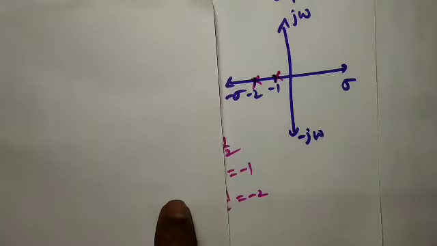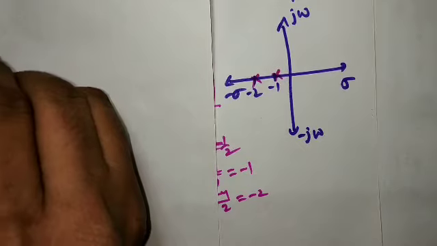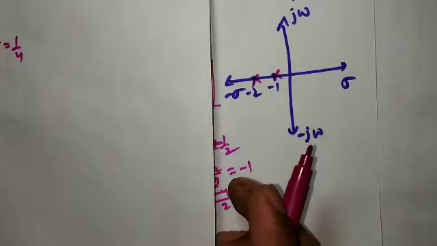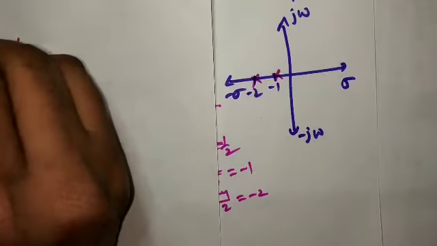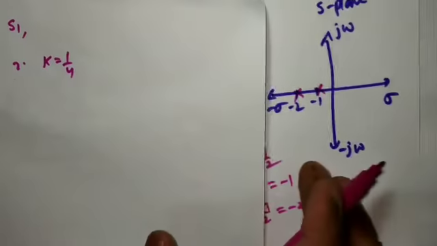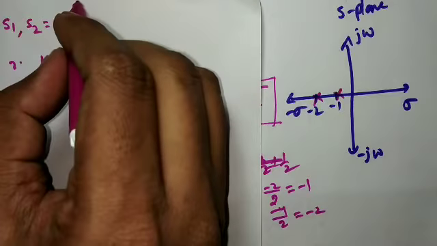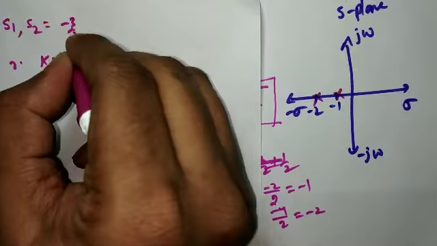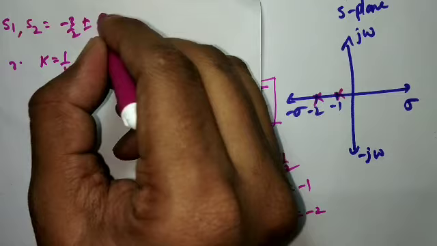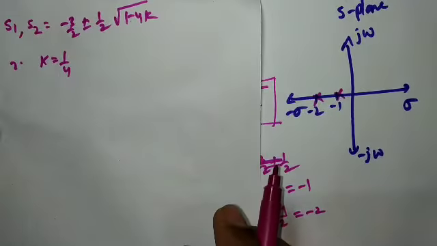When you take k equal to 1 by 4, what do you get? When k is equal to 1 by 4 in the second case, your equation is s1, s2 equal to minus 3 by 2 plus or minus 1 by 2 root of 1 minus 4k. So this is our characteristic equation.